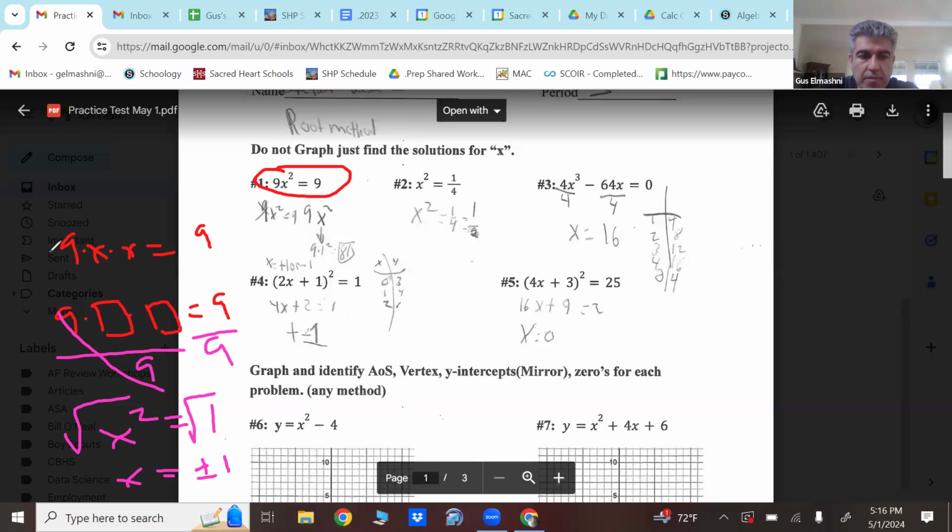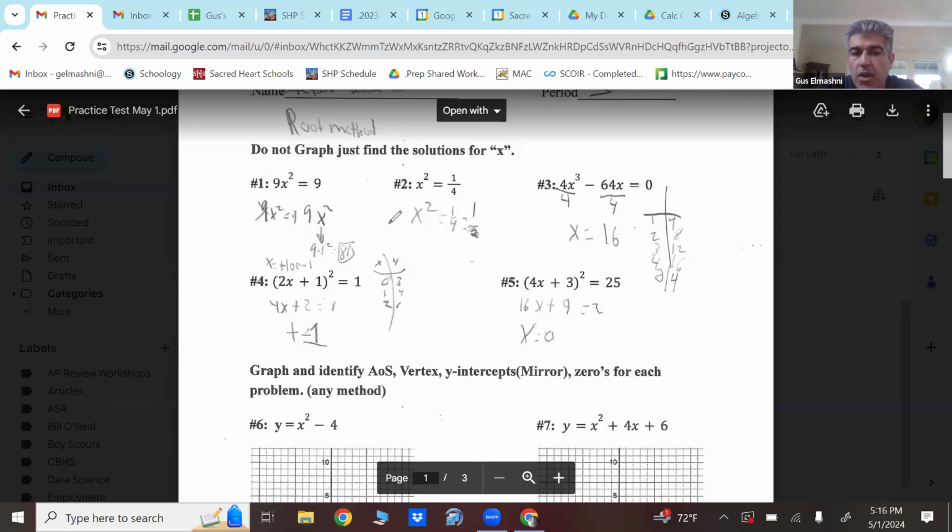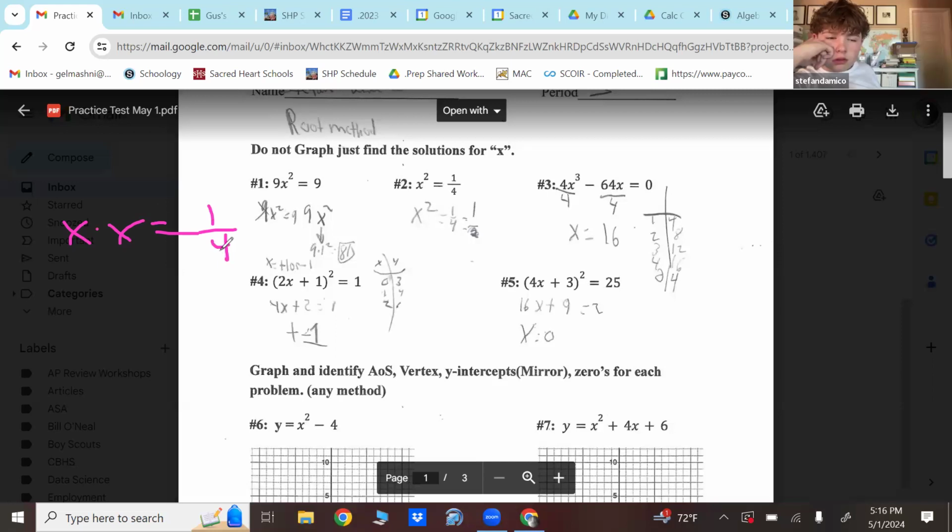Let's look at number 2. So now what do you have on the left side? Just x and x, right? Or blank times blank equals 1/4. So really what you're trying to do is find two identical numbers that multiply to 1/4. Think about it, x is probably going to have to be a fraction, right? So a fraction times itself. What fraction do you think that would be? 1/2, yeah, exactly.